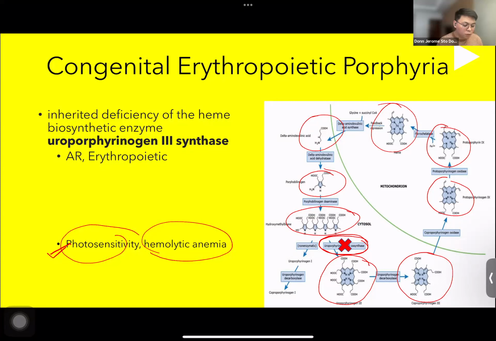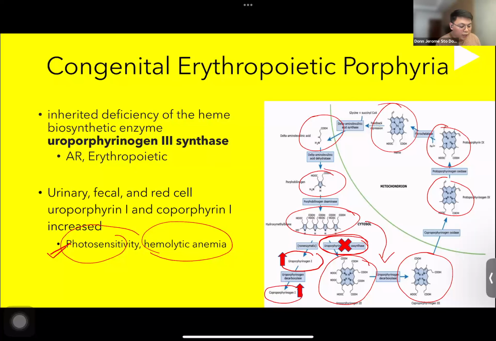That is because, no, once you form hydroxymethylbilin, di man po siya makadaan dun sa enzymatic conversion, pupunta siya sa non-enzymatic cyclization, forming your type 1 uroporphyrinogen and type 1 coproporphyrinogen. Can that also spontaneously oxidize to their porphyrin counterparts? Yes po. Can they cause photosensitivity? Yes po.